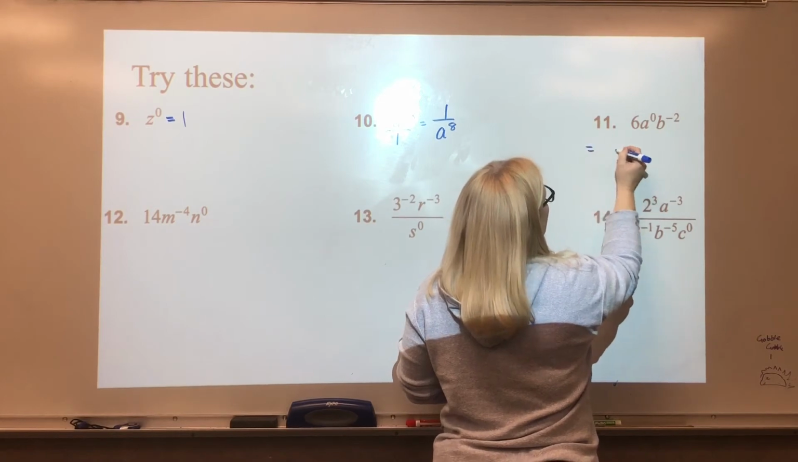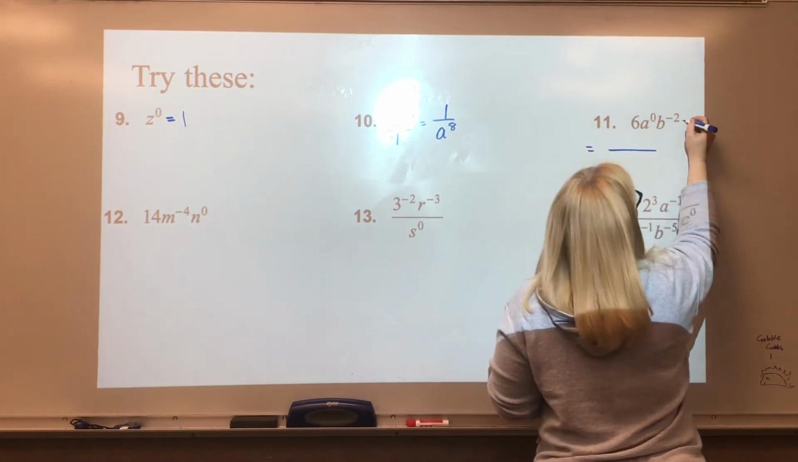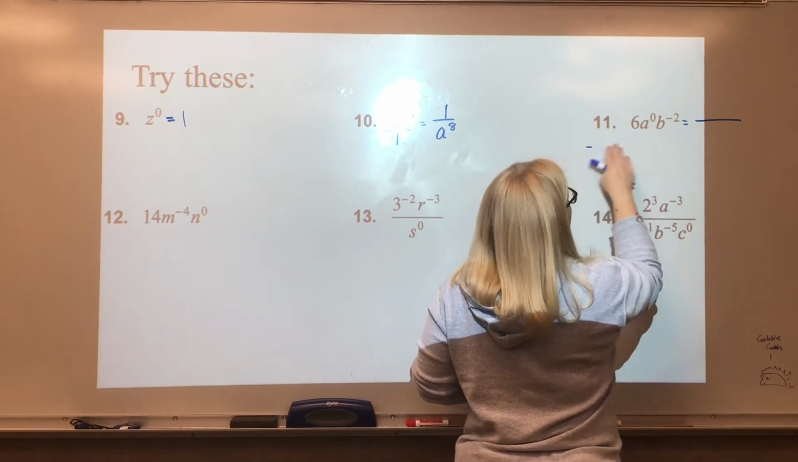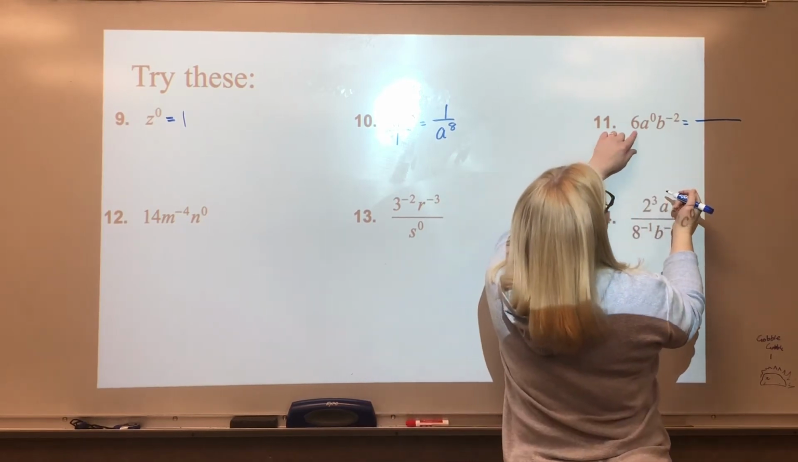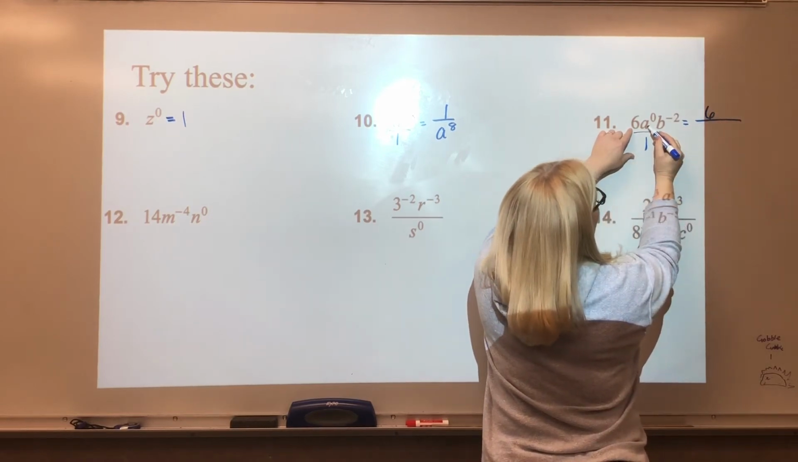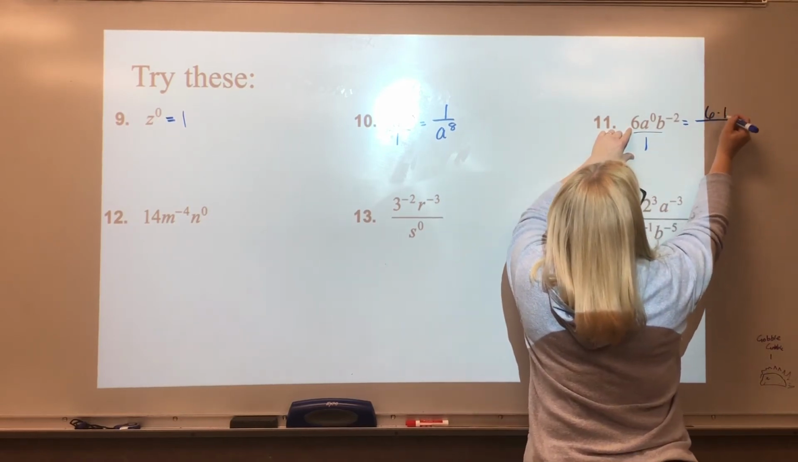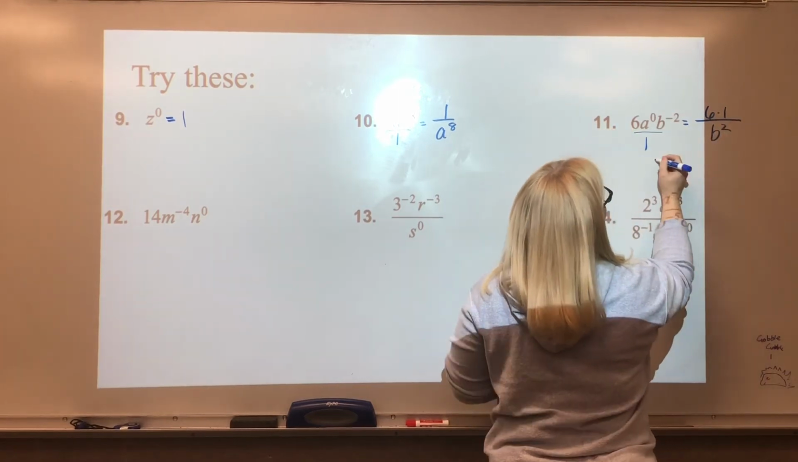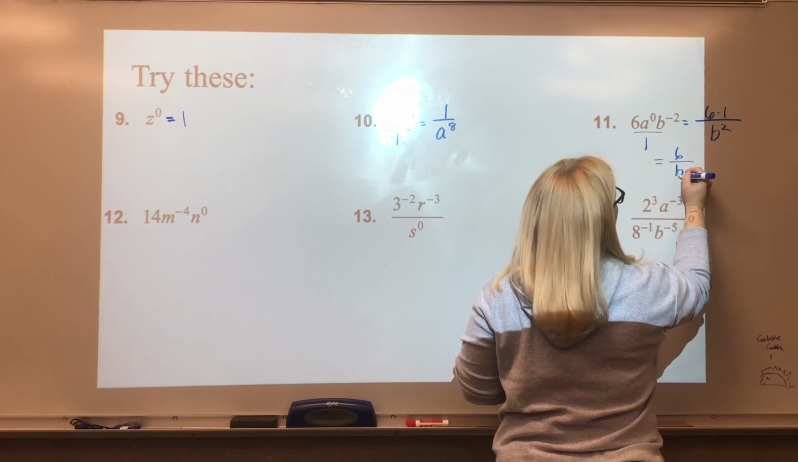Over here, we have, well, let me put it, hopefully you can see that. Over here, we have 6. That stays upstairs, times 1. And then we have b to the negative 2, so b squared goes down here. So the answer is 6 over b squared.